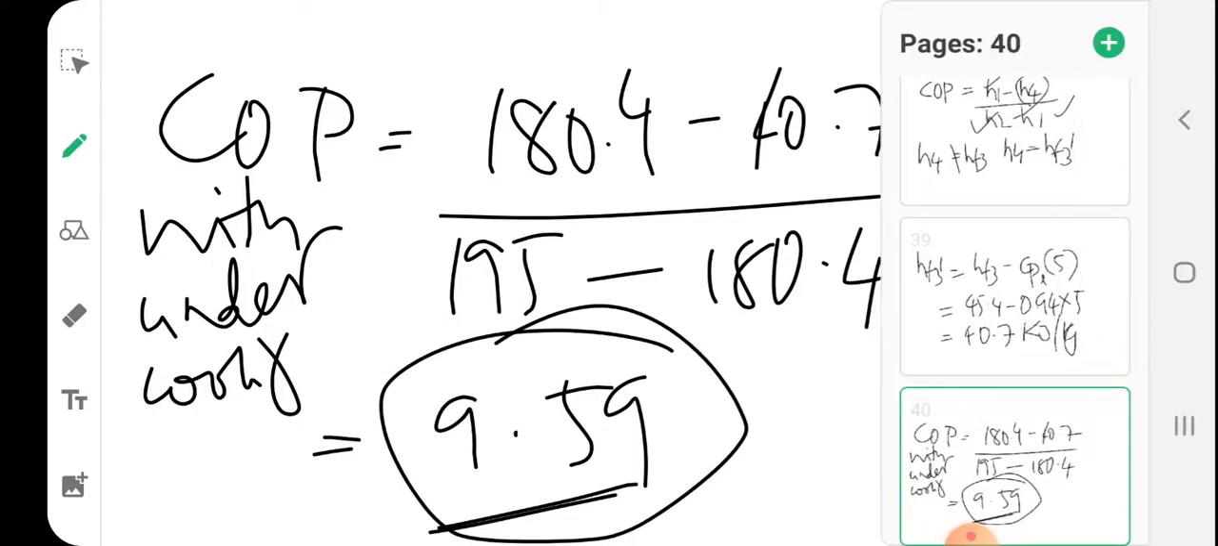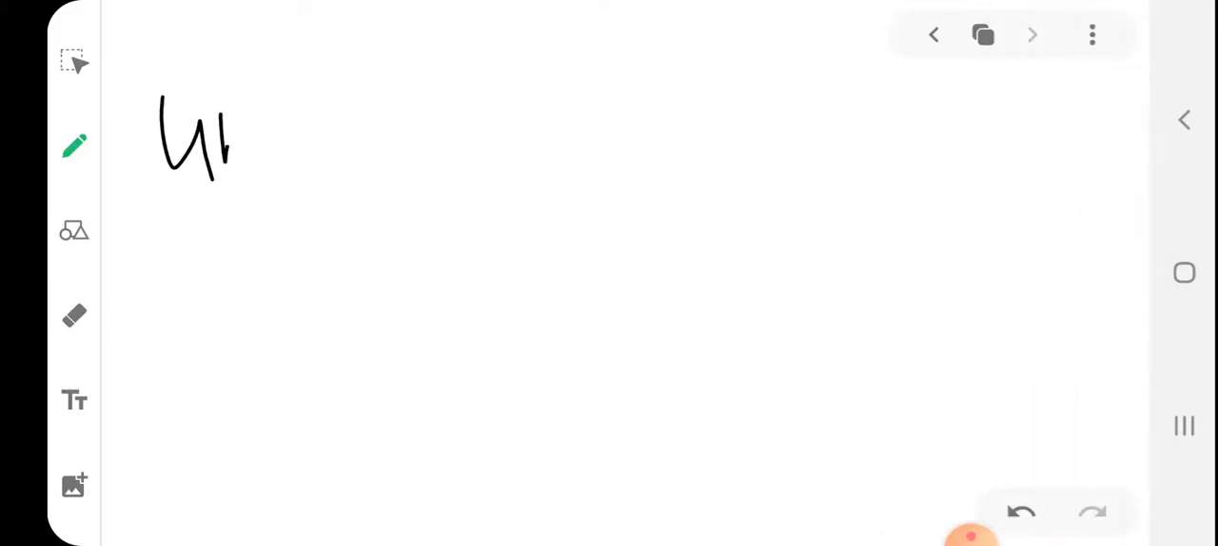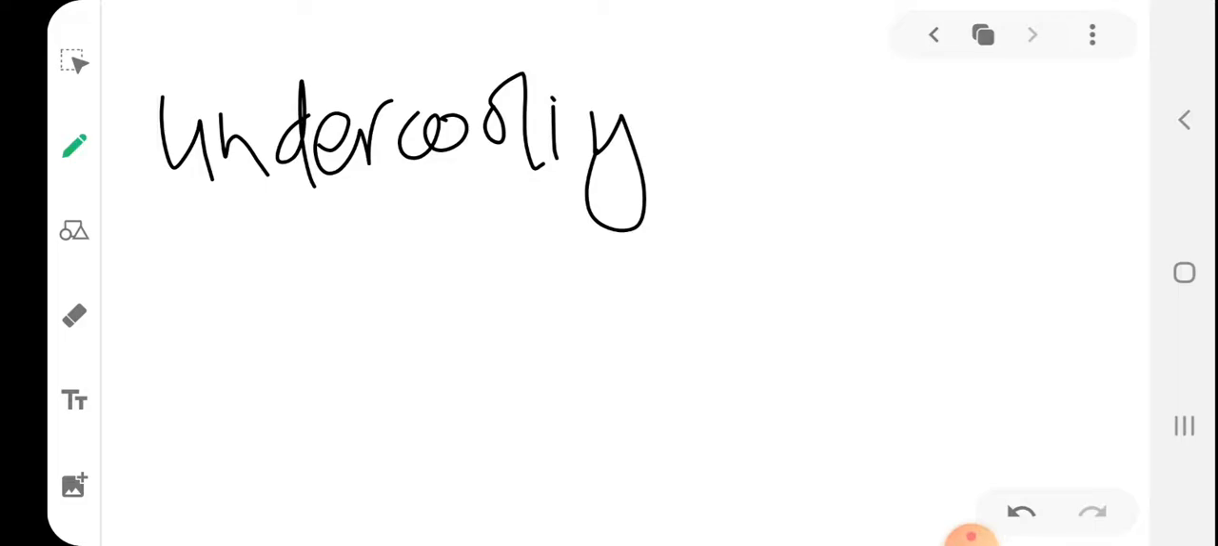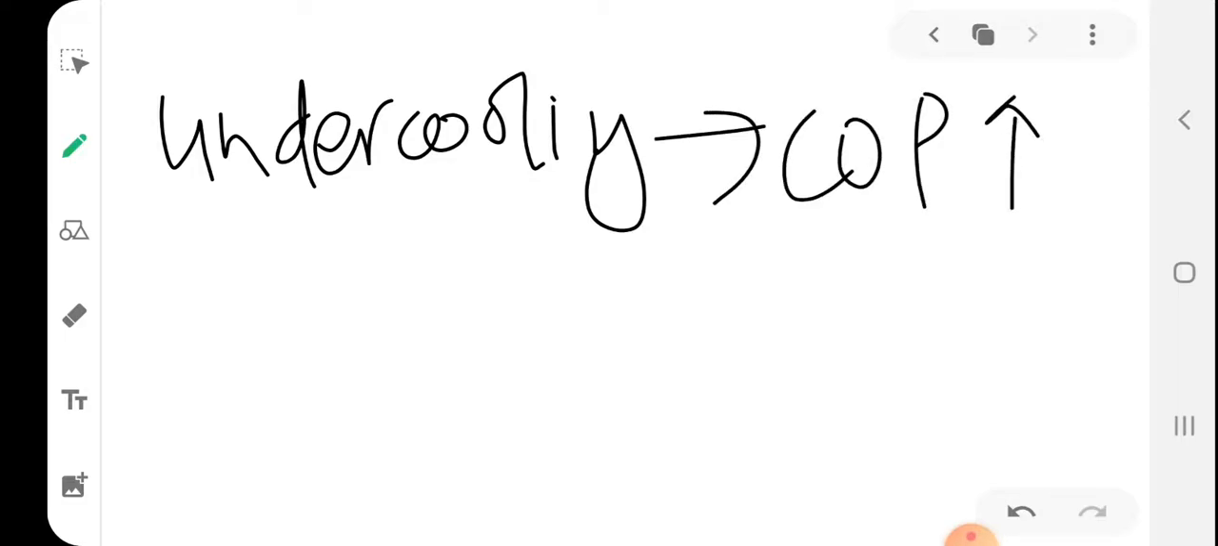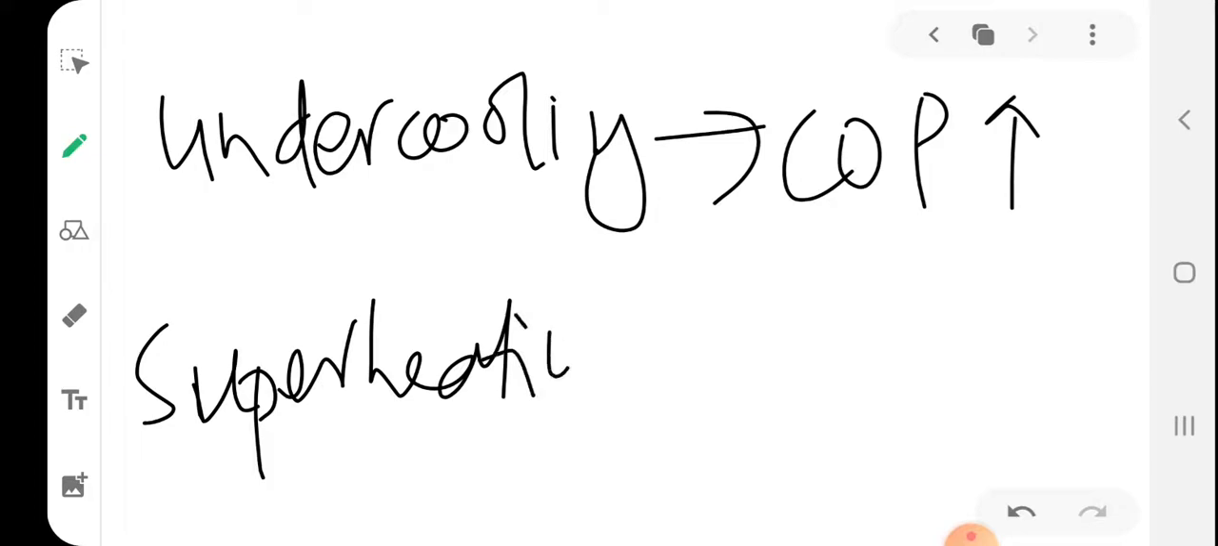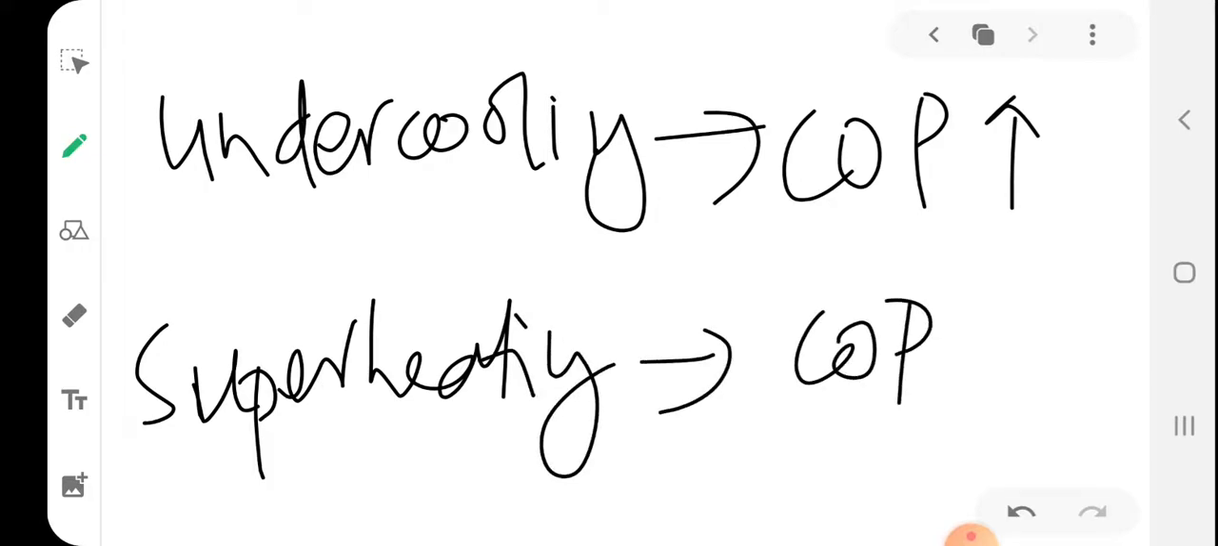So students, undercooling increases COP. Similarly, superheating also increases COP. Okay, with this we will stop this session. Thank you.